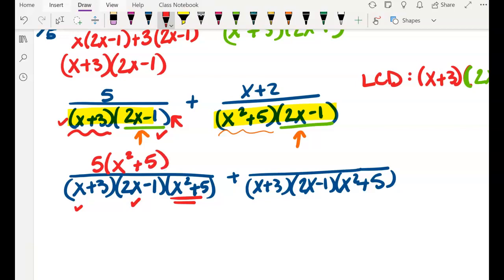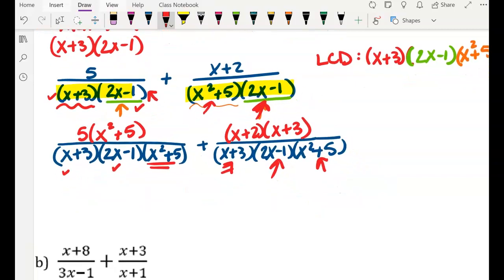Now let's go over here. This x squared plus 5, it's already there, okay? This 2x minus 1 is right there. So this second fraction, students, is missing an x plus 3. So we go in and multiply the numerator by an x plus 3. So whatever you multiply to the bottom, you multiply to the top.